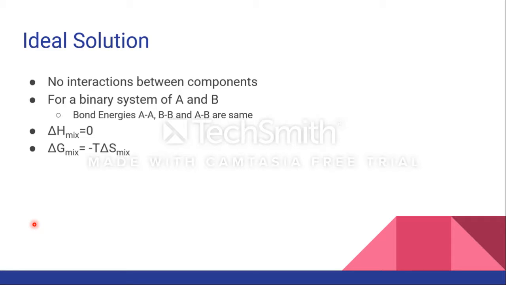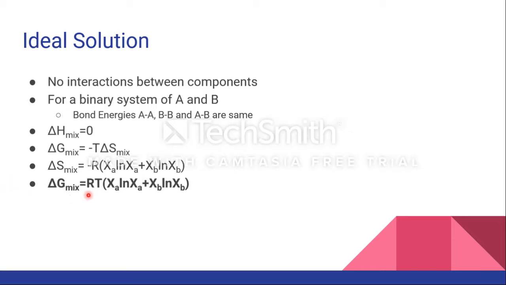The delta G of mixing would then turn out to be minus T times delta S of mixing, where delta S of mixing is given by this term. So this term represents the number of ways in which A and B atoms can be arranged, and therefore delta G of mixing would come out to be this term for an ideal solution.